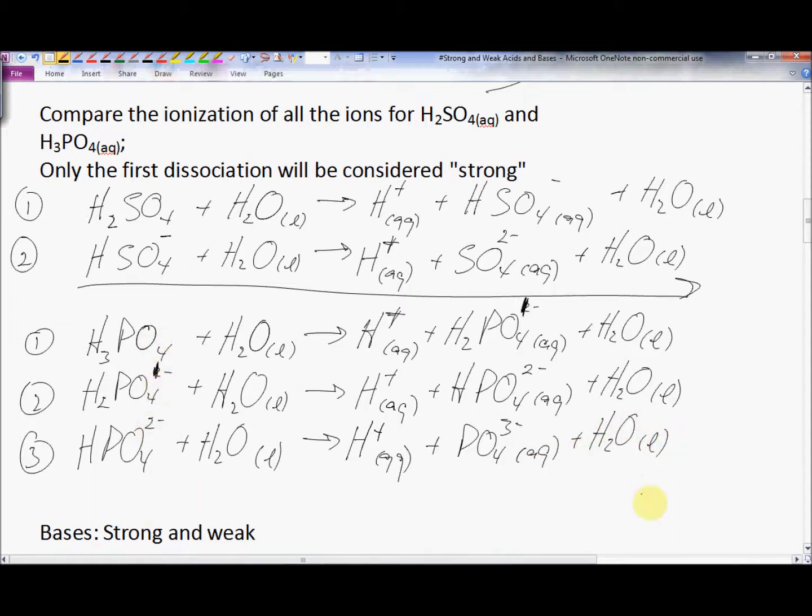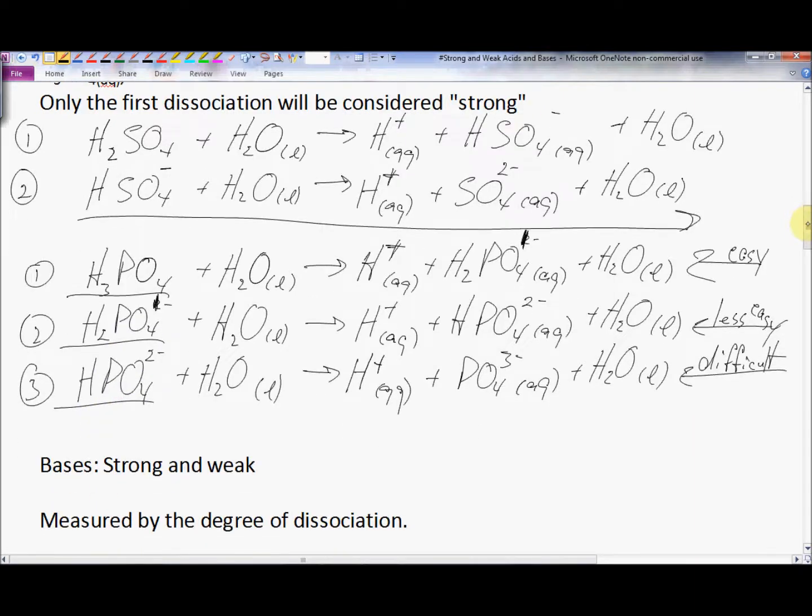Okay, so it's a 3-step process here. This one will take place fairly easily. This one will be less easy. And then this third one will be difficult, because these things are becoming more and more negative, and so why would they want to get rid of more positive charge within themselves if they're already a bit negative, right? So that's how that works.